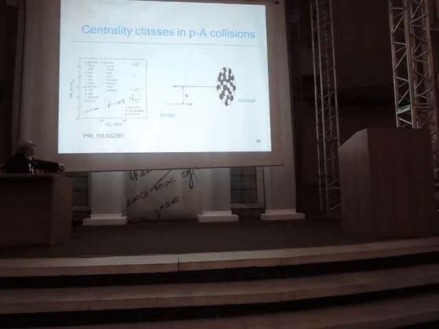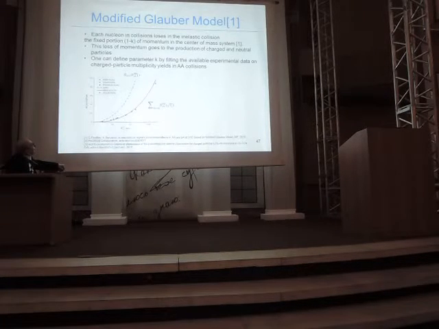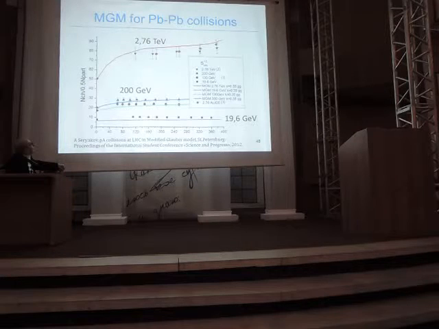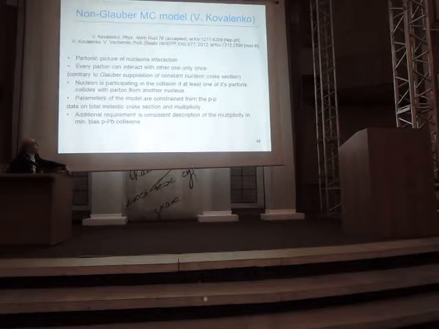One cannot explain why proton-clad collisions should lie below the proton-proton. So we applied two models. One of them is the modified Glauber model. The next one shows the quality of the description of the multiplicity yields. And another one is the non-Glauber model developed by Vladimir Kovalenko, which also used the partonic picture of nuclear interactions.